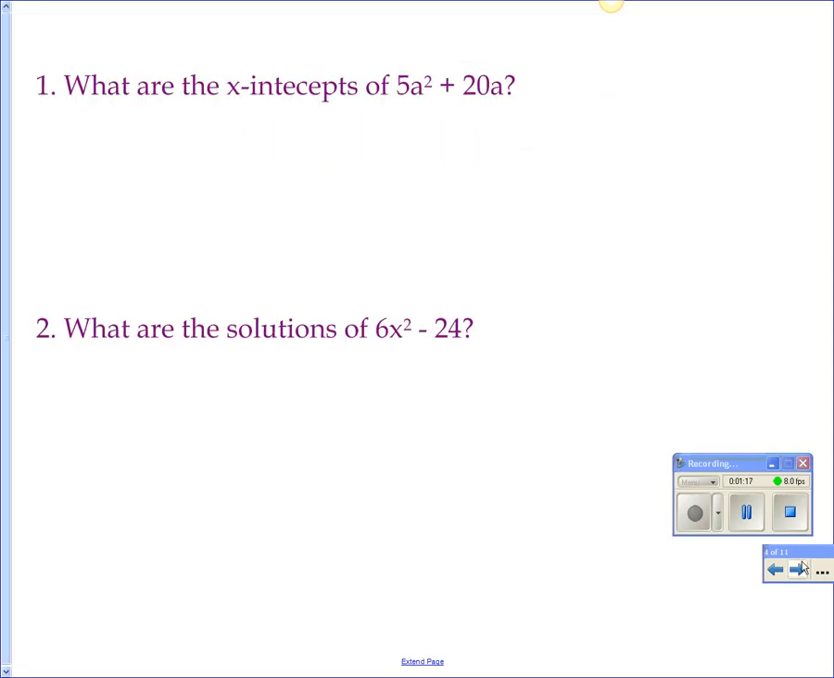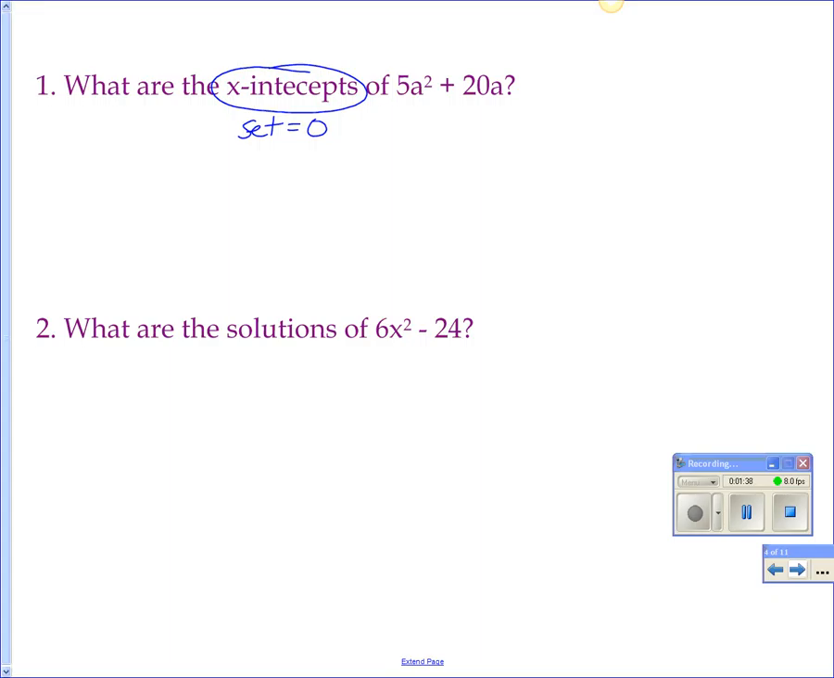Okay. So when you see this word x-intercepts, that means at the very end, you're going to have to set it equal to 0. I'm going to show you what that means. But the word x-intercepts means at the end of the problem, we're going to have to set it equal to 0. Okay? All right, we're going to start the problem the same way we've always started.